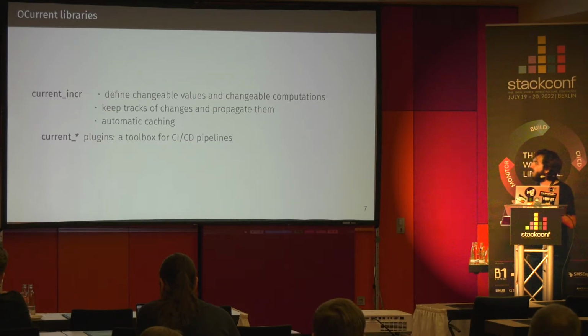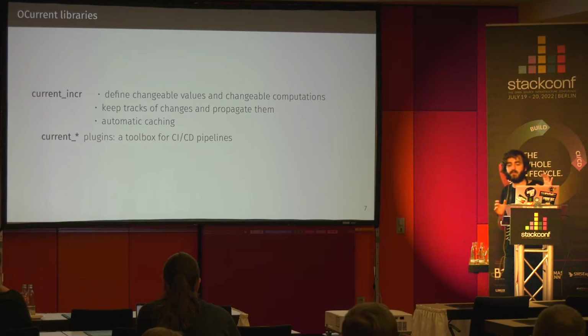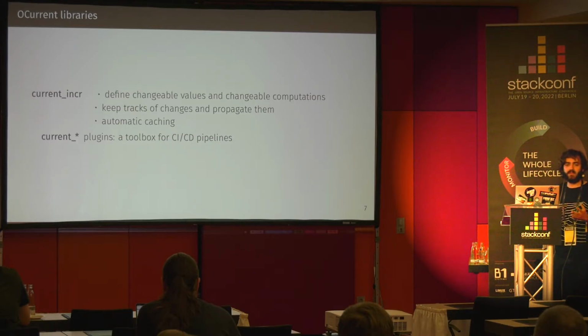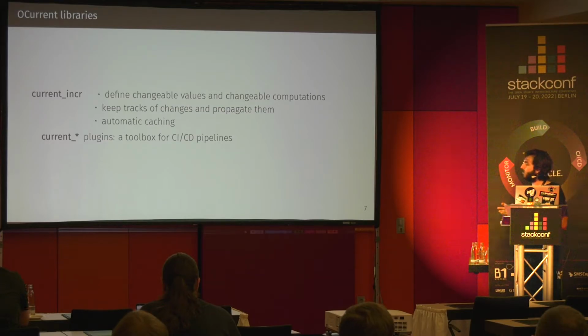All of this is based on a very small library called Current, which helps us build this graph of computations. So you define a value that can change over time. You define a computation between values. They can also change or produce new values. And Current will automatically keep track of changes and propagate them across the computation graph. And this has a nice property that it provides you with automatic caching of every build step inside the graph. But it is also very abstract, very primitive.